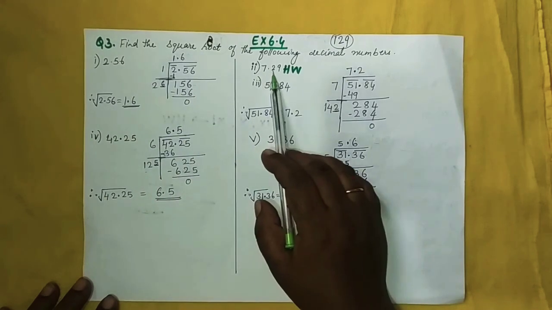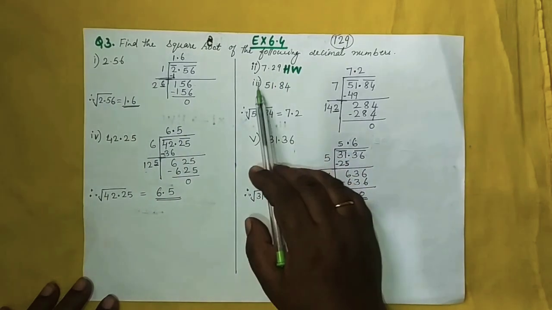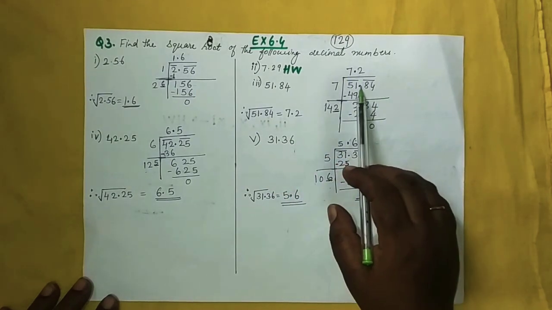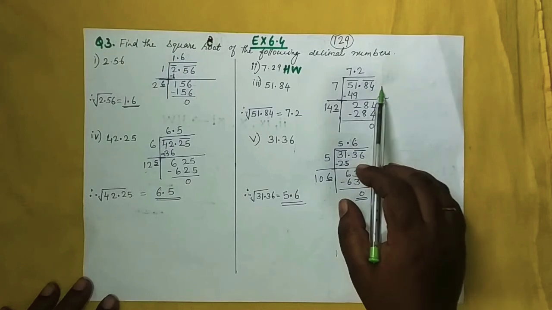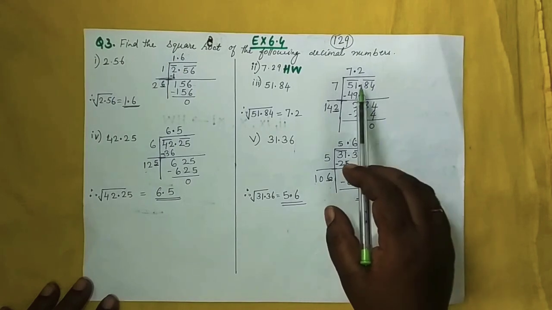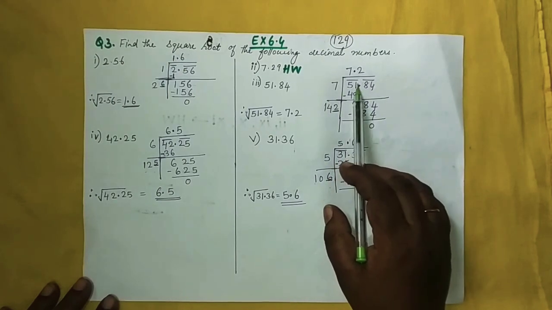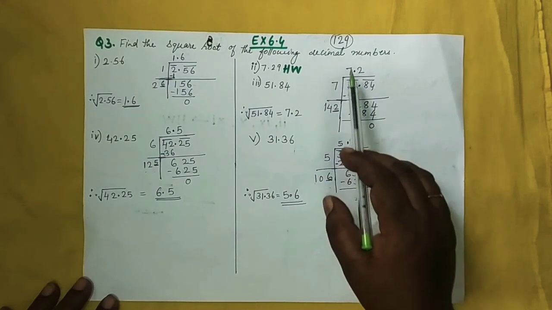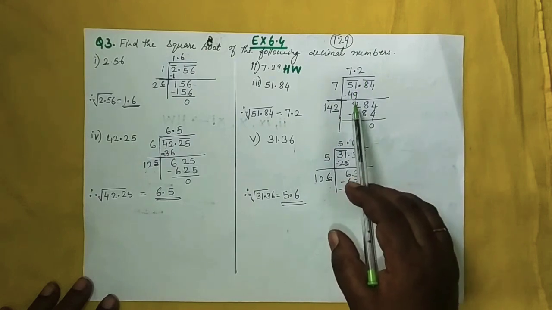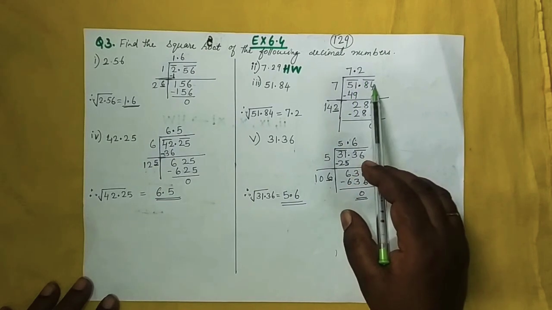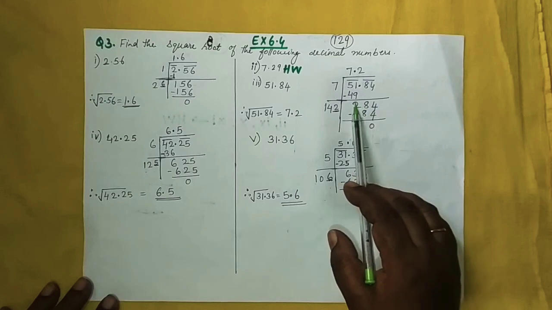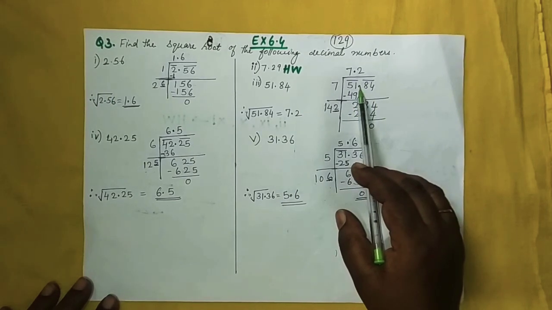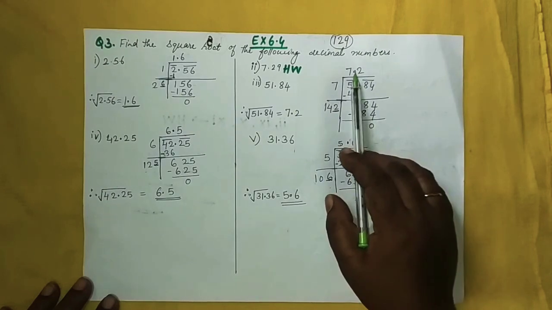Now second question, 7.29, do as homework. Third one, 51.84. We are making pairs after the decimal from left to right. Okay, made 84. Now before the decimal from right to left, so the number formed is 51. 7 sevens are 49. So 7 I wrote in the quotient. 51 minus 49 is 2. Now after the decimal, whatever is there, that I am writing down. 2, 1 pair I have written down, 284. You have started considering the decimal part, so put a decimal in the quotient.